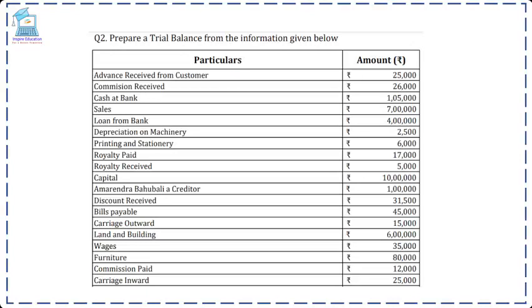It is a new item for you. Advance received from customer. See, apart from personal, real, nominal, there is one more way to identify if there is any doubt about the accounts: asset or liability. Identify whether it is your asset or your liability. If it is an asset, then it will be debit. If it is a liability, then it will be on the credit side. So if you receive any amount from anyone, a customer or any of your friends, it will be your asset or your liability?